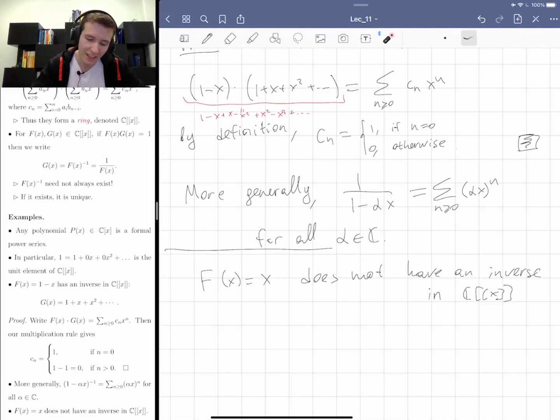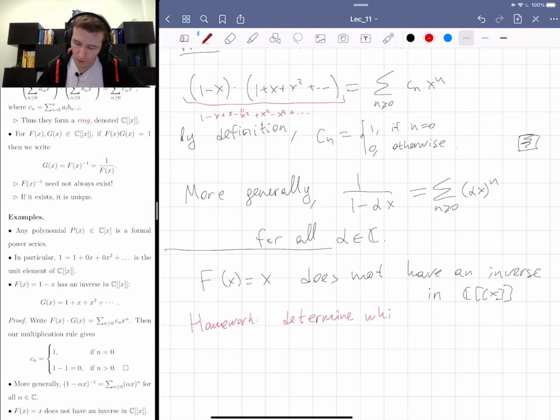Probably anything without a constant term. Yeah, probably. That's going to be a homework problem. So the homework problem would be to determine which formal power series have an inverse.